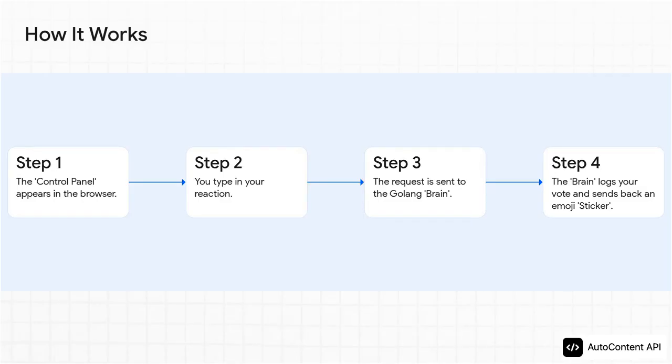First, that cool little control panel pops up in your browser. Then you type in your reaction and hit enter. Instantly, that command shoots across the internet to our Golang brain sitting on a server somewhere. The brain logs your vote, grabs the right emoji sticker from the library, and sends it right back to your screen. And it all happens in like the blink of an eye.